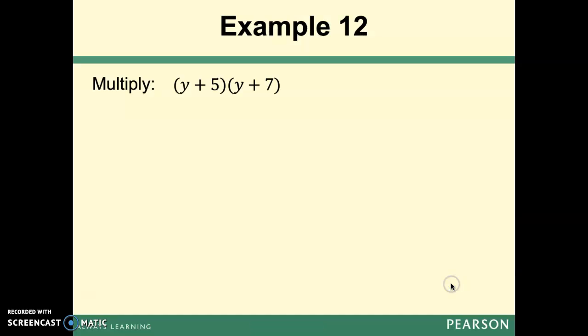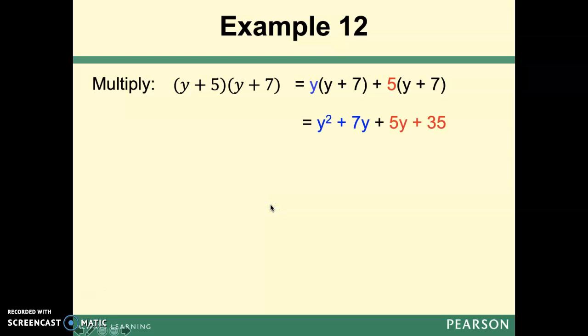All right, so I'm going to multiply these two binomials together. The quantity of y plus 5 times the quantity of y plus 7. Okay, and look what I did here. Let me back up. I took this y and I multiplied by this whole second binomial. And then I took the plus 5 right here and multiplied by the whole second binomial. Next, I'm going to distribute.